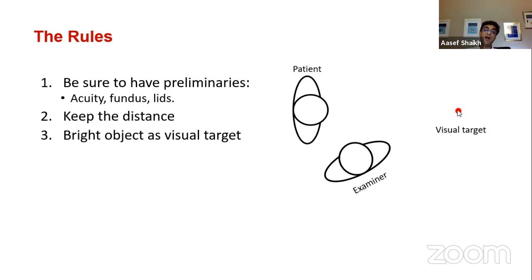I typically use a bright object as my visual target. Typically, I like the red colored tip of a pen or anything which is red in color. And it should not be very big. I typically like a pen tip like this, but red in color.